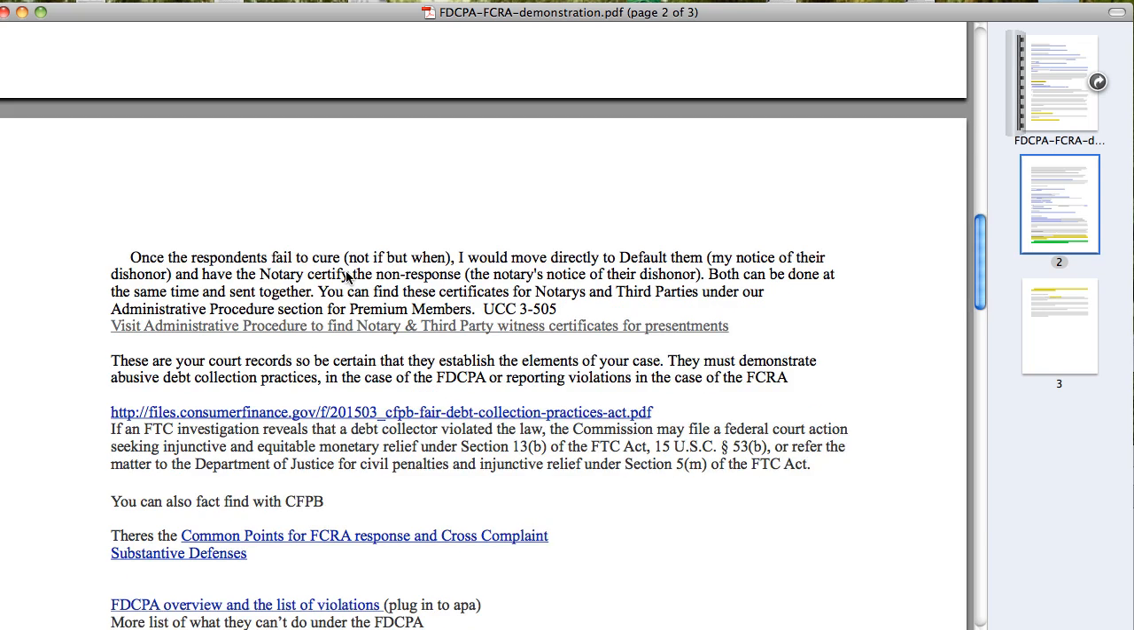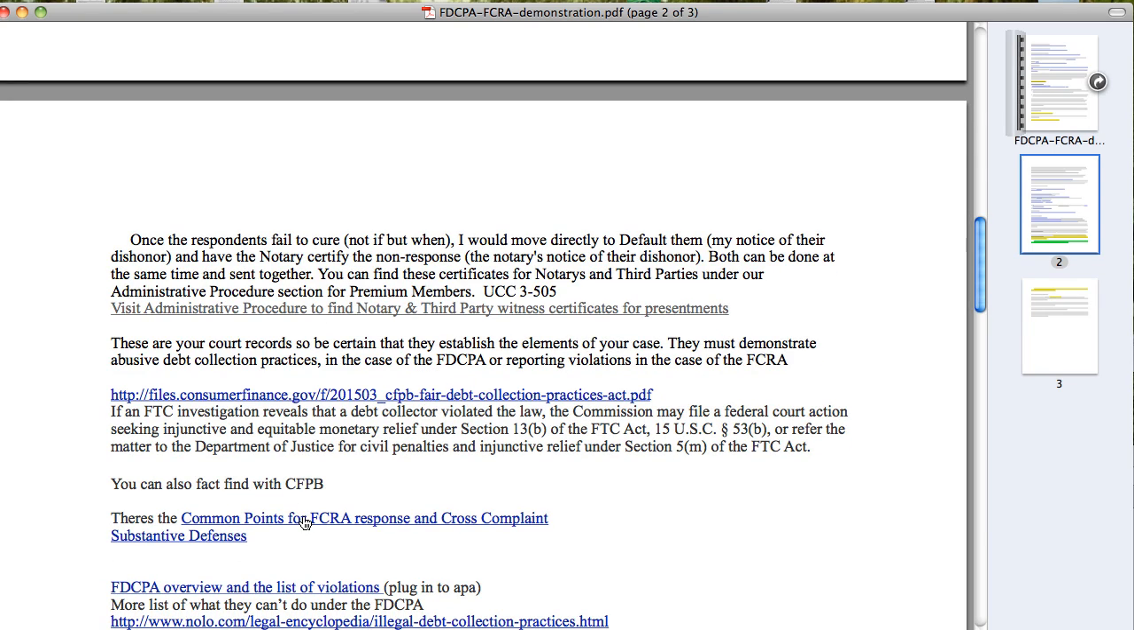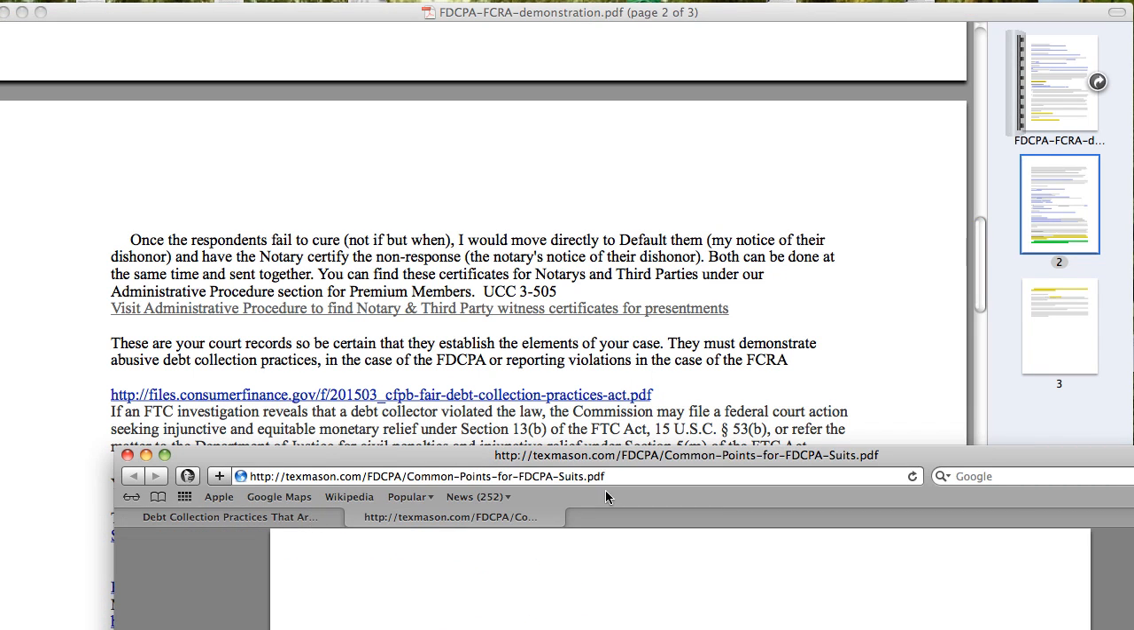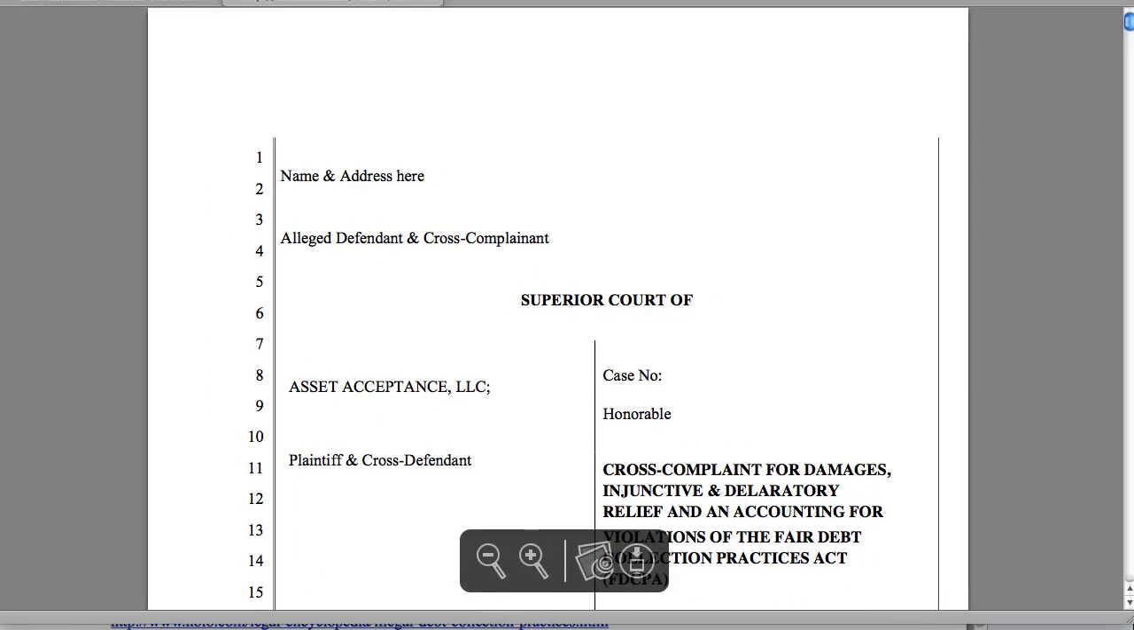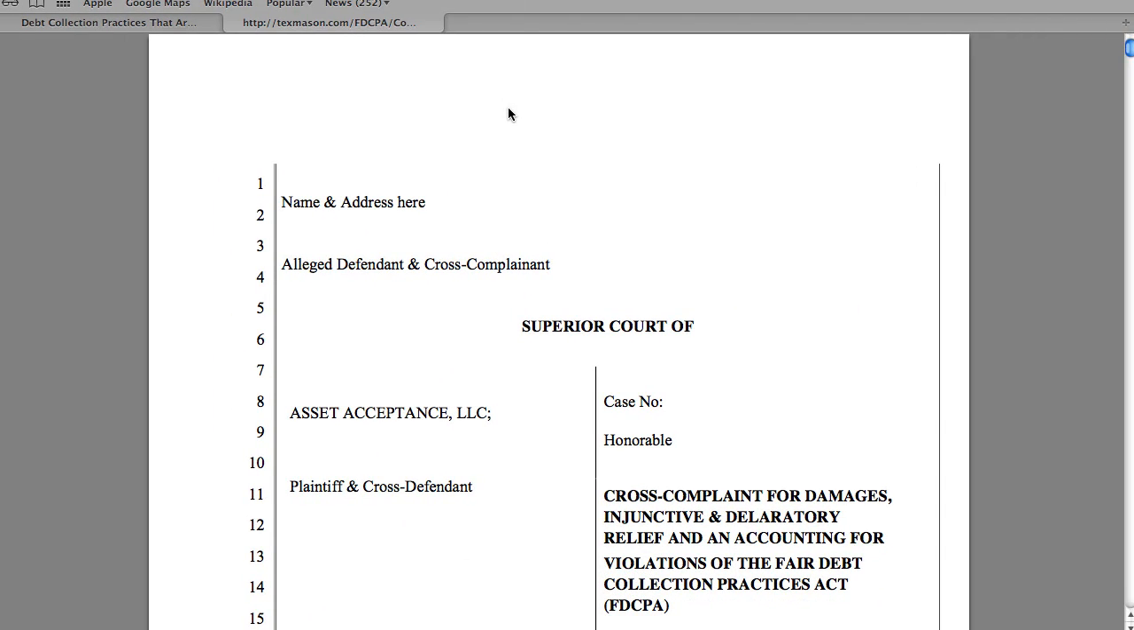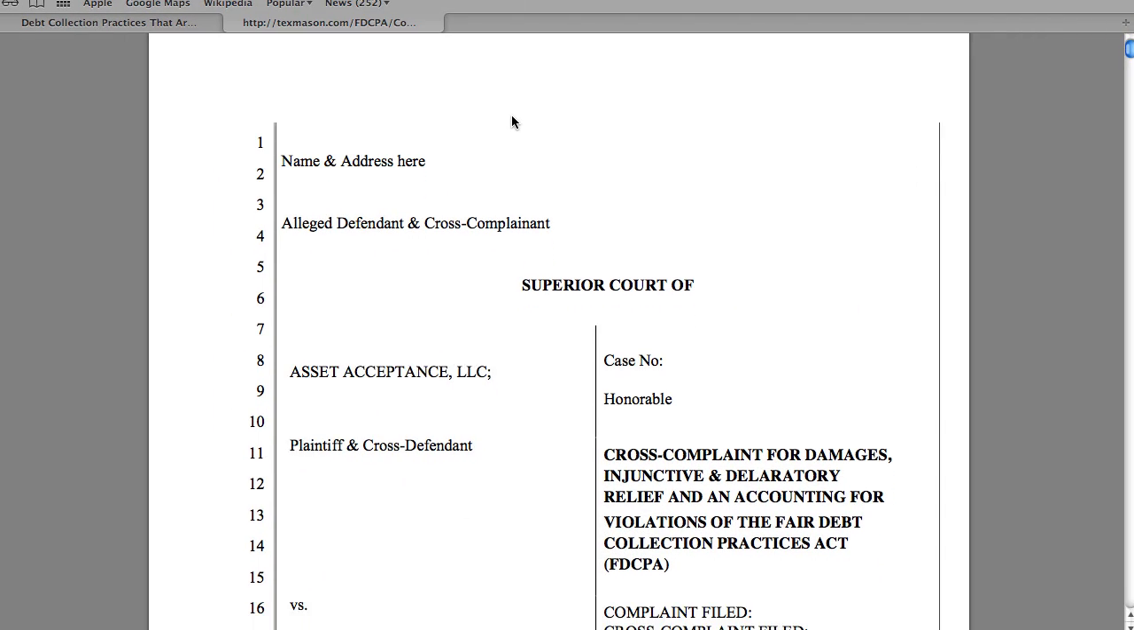So now, I wanted to show you this. Common points for Fair Credit Reporting Act response and cross-claim. So if one of these debt collectors is coming at you, this is a template for a response and a cross-complaint. Cross-complaint for damages and injunctive relief, declaratory relief, and accounting for violations of the Fair Debt Collection Practices Act.